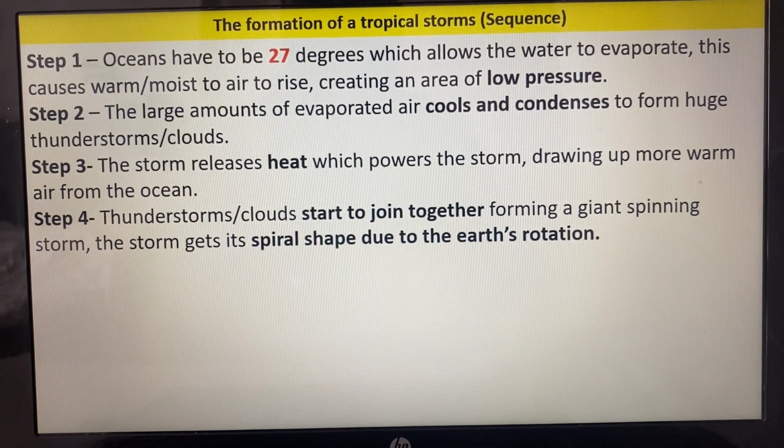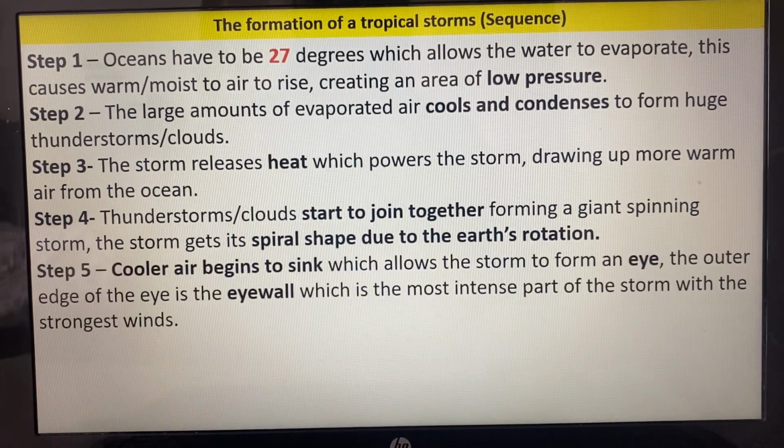Okay, imagine you just write about this much. This is better than nothing. Okay, don't leave these questions blank. You can still write, get a couple marks. Then think about the shape. Remember the structure of a tropical storm?